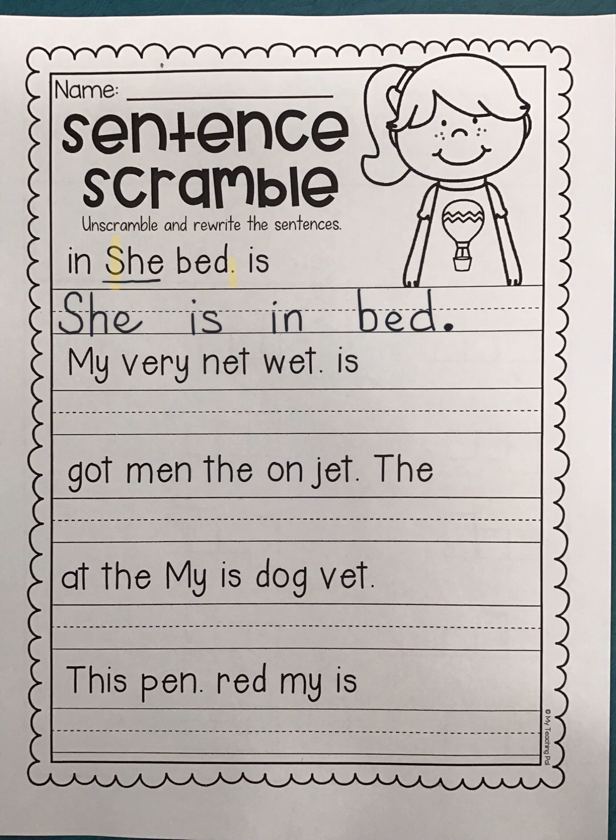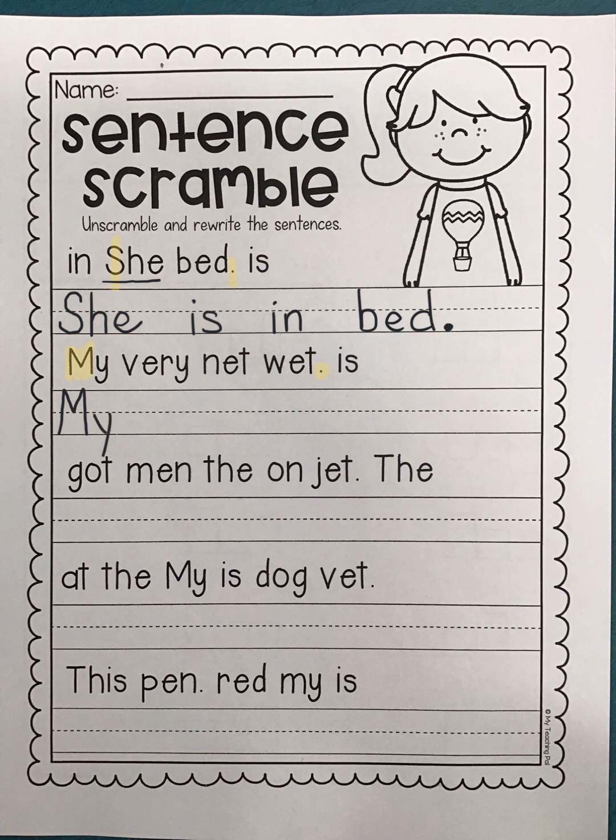Pick back up your highlighter, and on our next line down, we're going to find the capital. We have a capital M right here. Please highlight that capital M and highlight our period. Now we know that period is going to go at the very end of the sentence. With our pencil, we're going to write, my net is very wet. My goes at the front because it's a capital letter, and we always capitalize the first letter of a sentence.